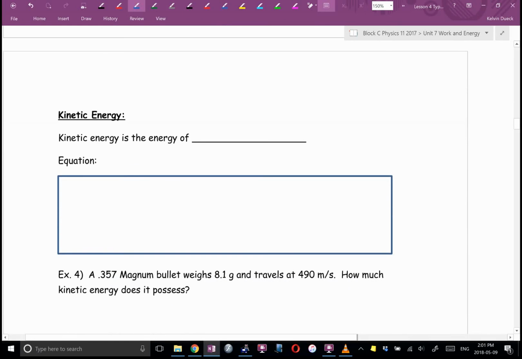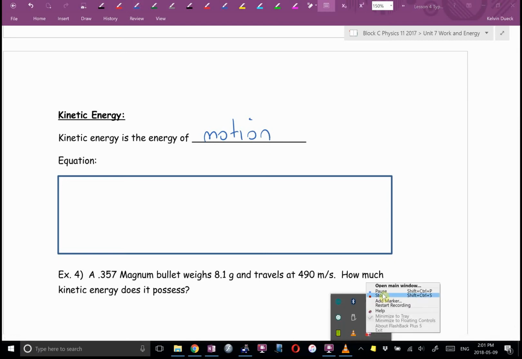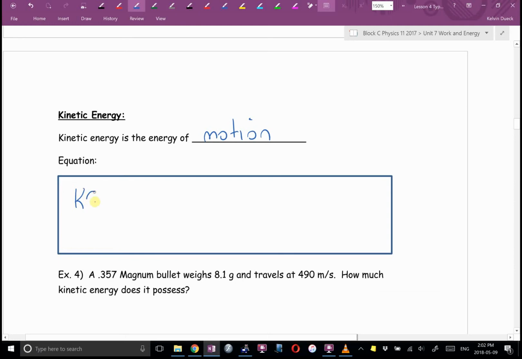Kinetic energy is the energy of motion. Going to pause again. Kinetic energy, and I usually use KE for kinetic energy and PE for potential energy, is actually equal to 1/2 mv squared. Why squared? Because it is, and I can prove it to you next year. Why 1/2? Because it is, and I can prove it to you next year.